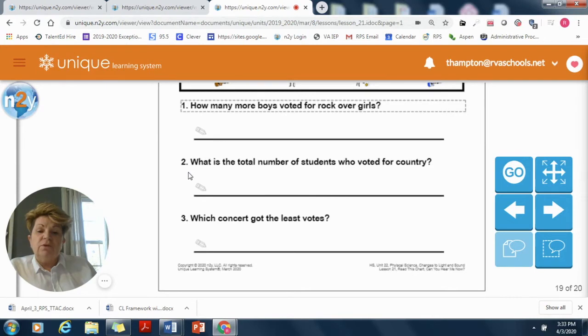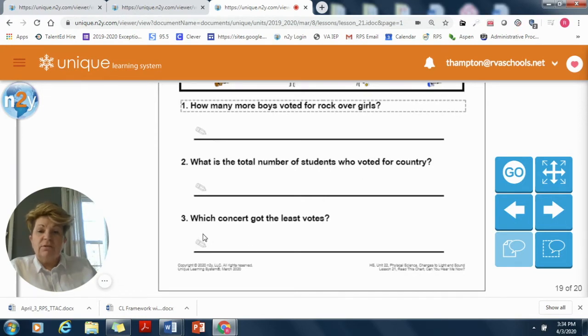Look at number two. What is the total number of students who voted for country? What is the total? Now, for total, are we putting together or are we taking apart? For total, think about that a second. Are we putting it together or taking it apart? We're putting it together. Very good. So how many total is the total number of students that enjoyed country?